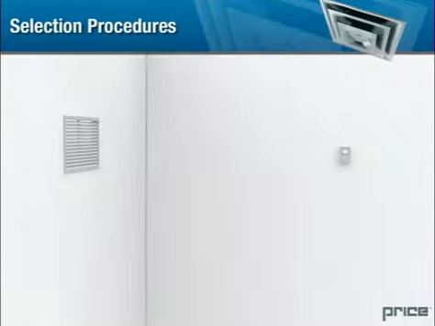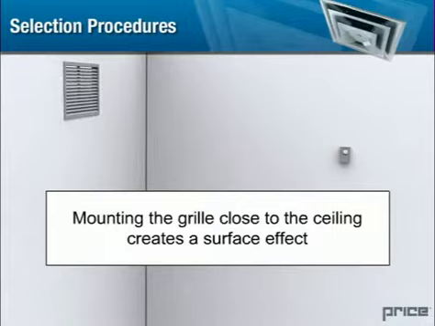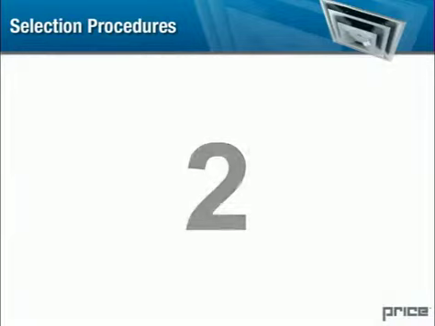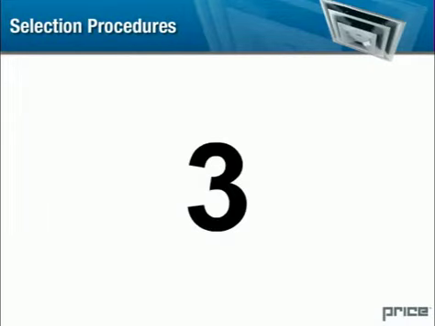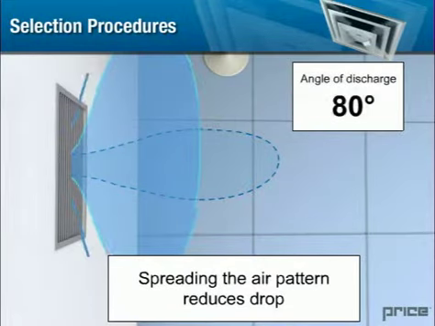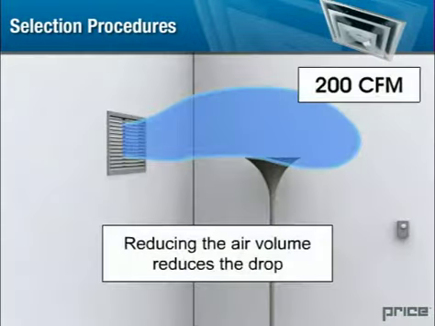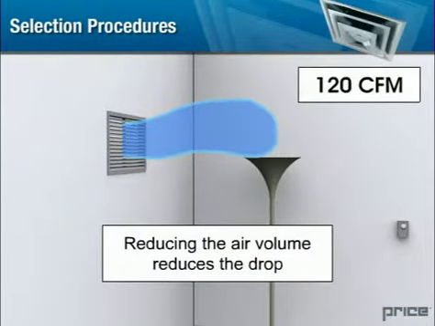1. Mounting the grill close to the ceiling creates a surface effect and reduces drop. 2. Deflecting the air pattern upward reduces the drop. 3. Spreading the air pattern reduces the drop. 4. Reducing the air volume reduces drop. 5. Reducing the throw reduces drop.